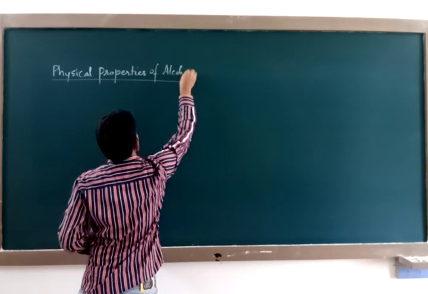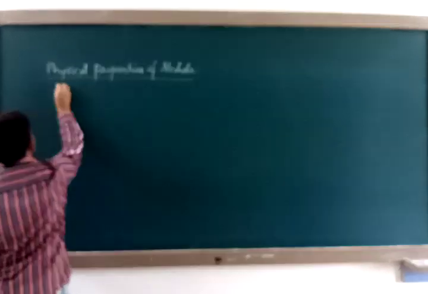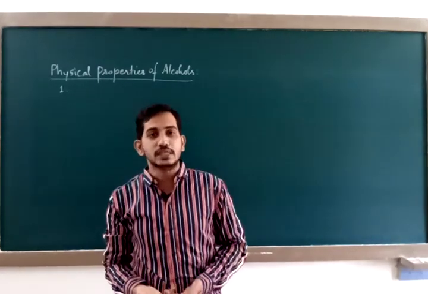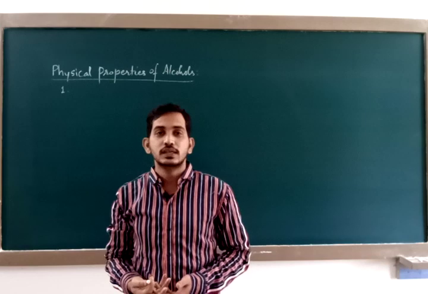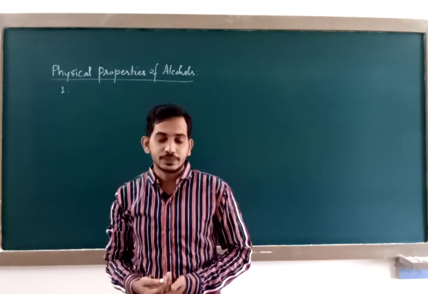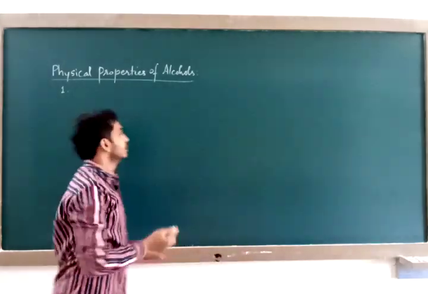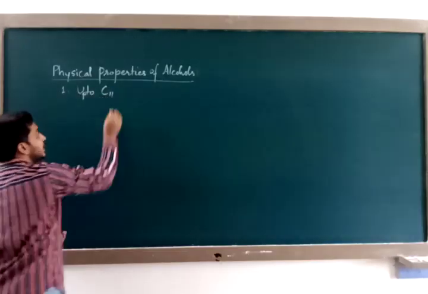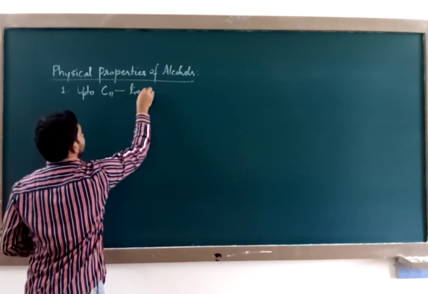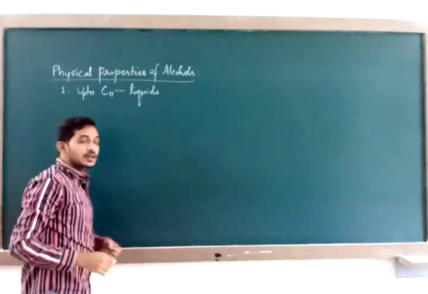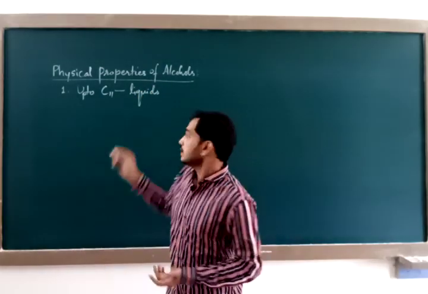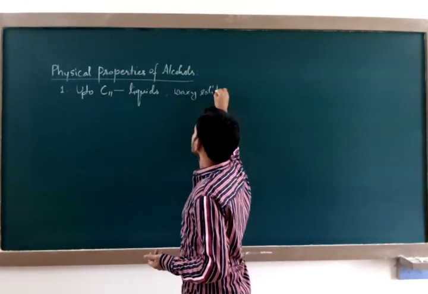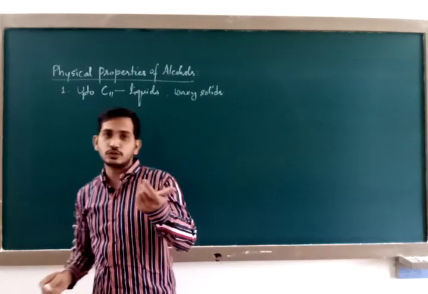Physical properties of alcohols. The general first property is always about their physical state. Alcohols are usually liquids. Those which contain up to 11 carbon atoms are liquids, and higher members are waxy solids. Waxy solids means greasy solids.